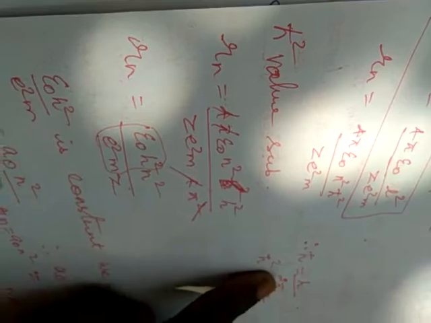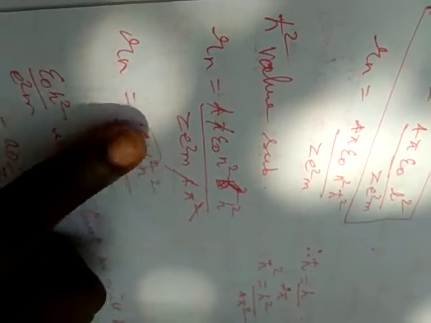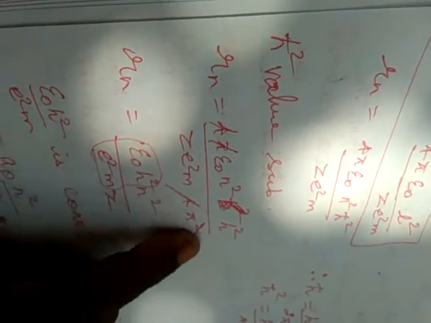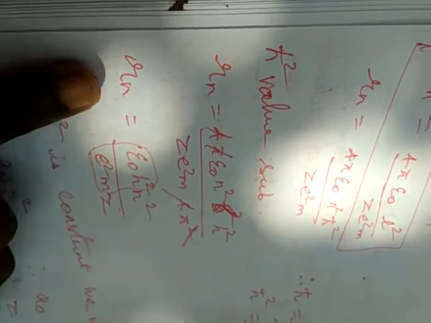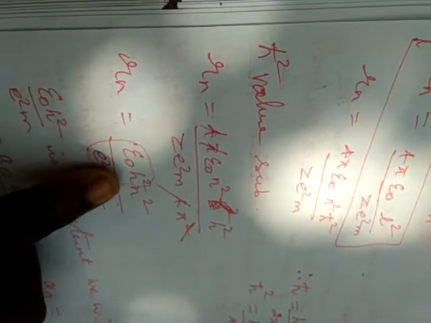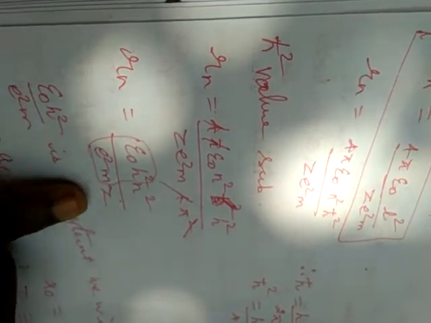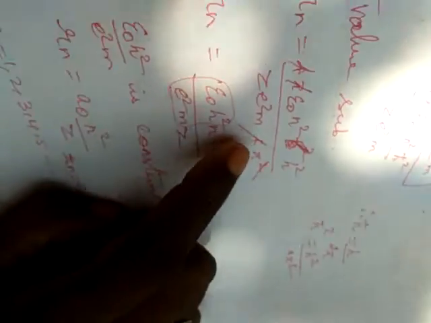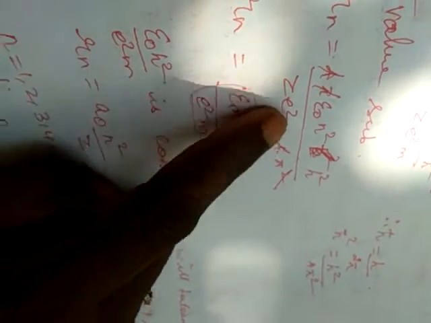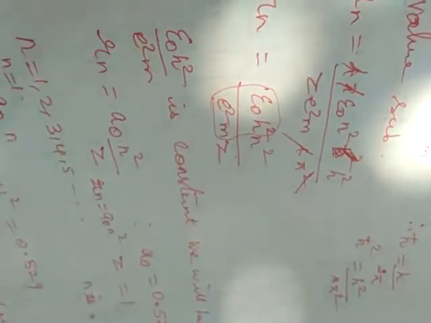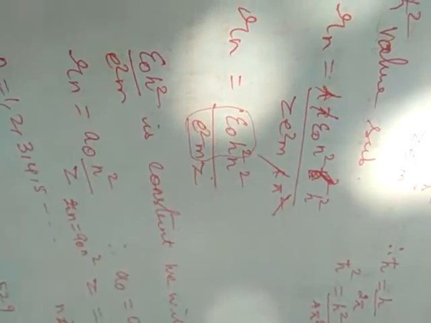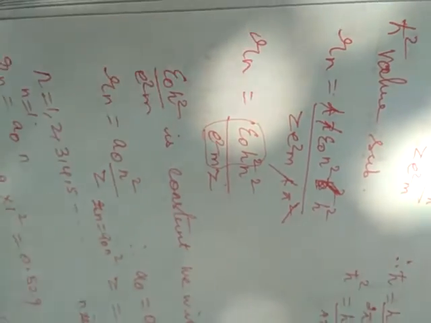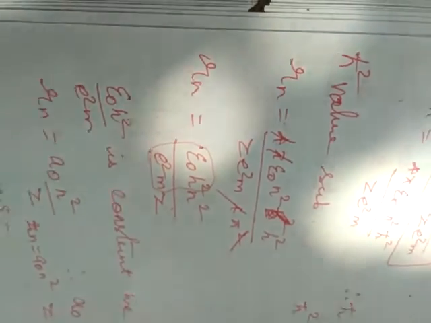Squaring 2 pi gives 4 pi squared. So here the 4 cancels and the pi squared is present, so it cancels. So next, Rn equals epsilon naught h squared n squared by e squared m z. Now you see that epsilon naught h squared by e squared m is a constant value, which we take as the value of a naught.